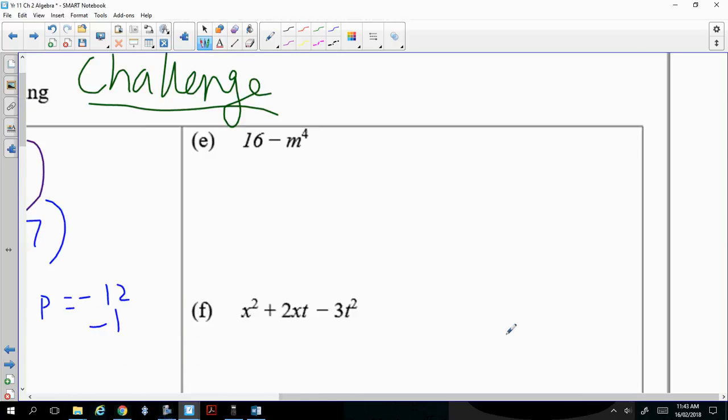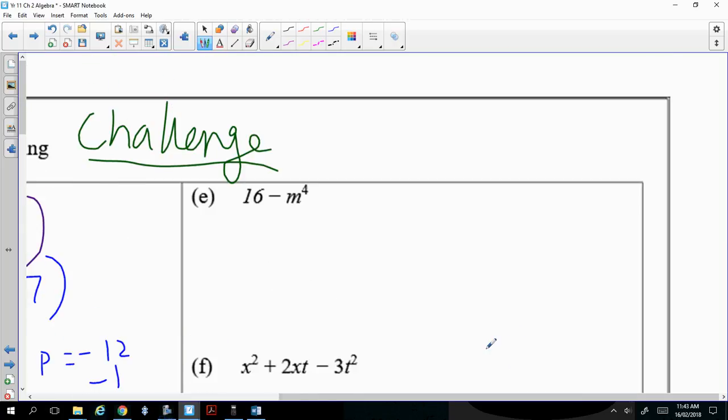All right, E is actually 4 to the power of square. And write m to the power of 4 as square of m. Right? So even though it looks like difference of 4 powers, it's actually difference of 2 squares. But the key is to write the m to the power of 4 as m squared squared. Right? By index law. And then you can go 4 minus m squared, 4 plus m squared.